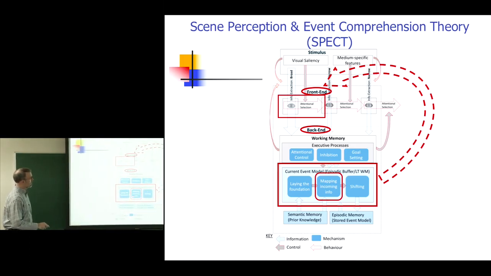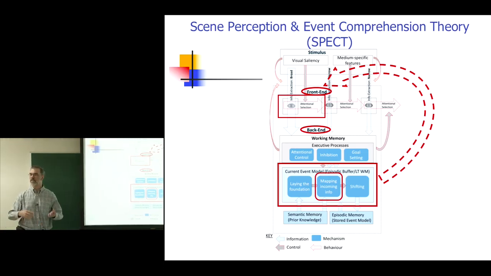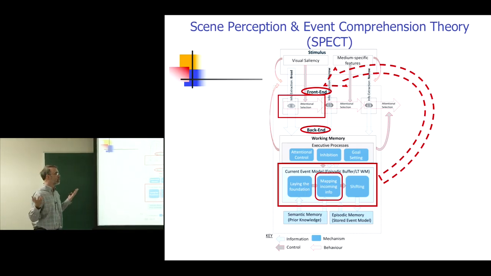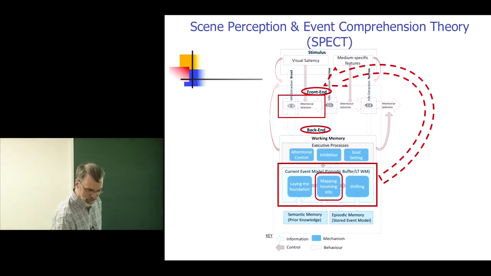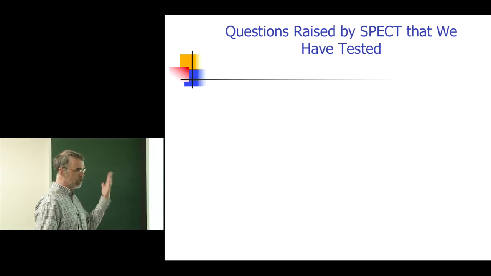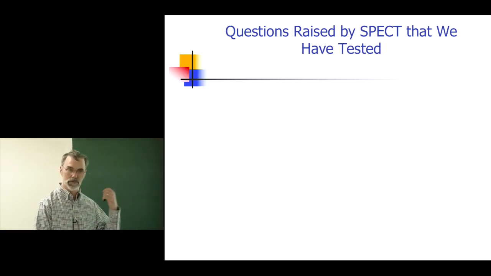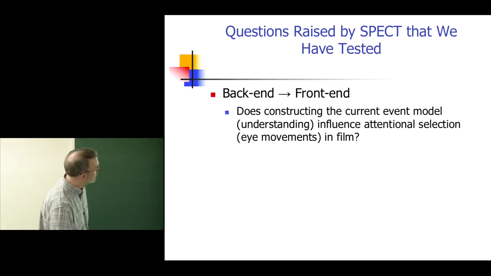My question is, does this mapping of incoming information in the current event model affect attentional selection? That's a very technical way of asking, how does understanding of a movie affect perception of the movie, or eye movements in the movie? I'm going to be talking about these questions that have come from SPECT, which we have already tested, and I'm going to give you the results. We're asking, does the back end in memory and understanding affect the front end, the attention and eye movements? Does constructing the current event model, our understanding, influence attentional selection, our eye movements in film?